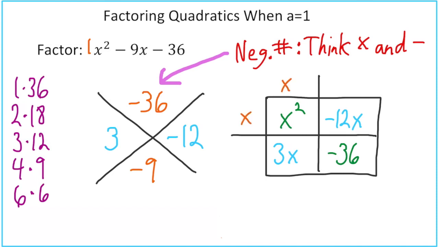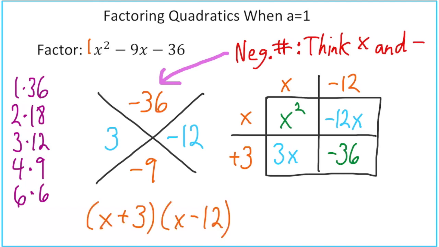Now we fill in the outside. X times x is x squared. And we'd be going x times positive 3 to get the 3x and x times negative 12 to get the negative 12x. Double check our work. Does positive 3 times negative 12 give us negative 36? Yes, it does. So that means we got our factors of x plus 3 and x minus 12. By the way, if you had placed the negative 12x where the 3x is, if you switch these back and forth, you still get the right answer. It would just change the position of them.